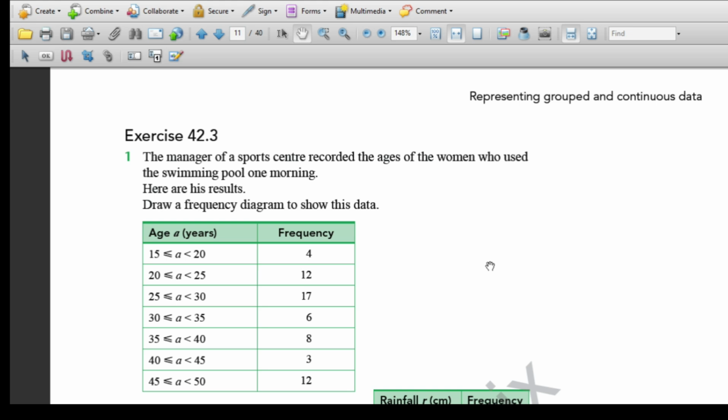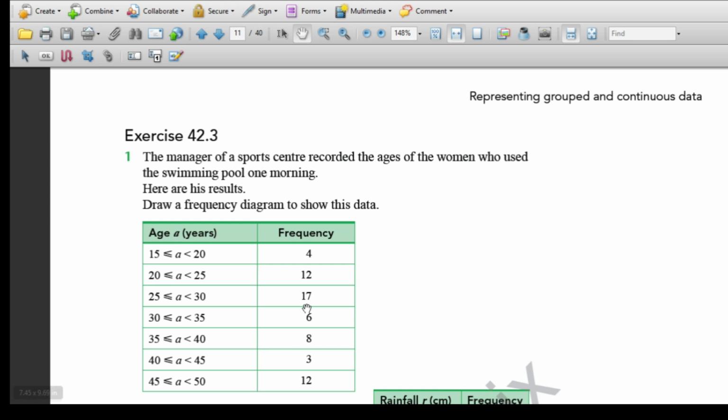Here we have question number 1. The manager of a sports center recorded the ages of the women who used the swimming pool one morning, and here are his results. Draw a frequency diagram to show this data. Age 15 to 20, frequency 4; 20 to 25, 12; 25 to 30, 17; 30 to less than 35, 6; 35 to less than 40, 8; 40 to less than 45, 3; 45 to less than 50, 12.